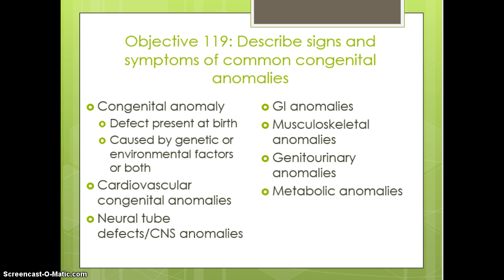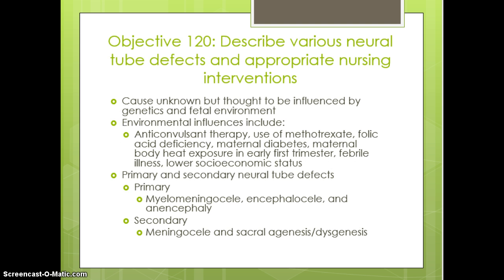When we're thinking about common congenital anomalies, there are a few listed out on here. When you're talking about congenital anomalies, they could be cardiovascular, related to the neural tube defects, GI, musculoskeletal, GU, and metabolic anomalies.